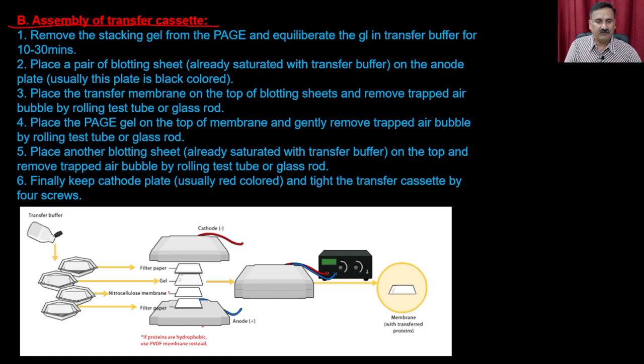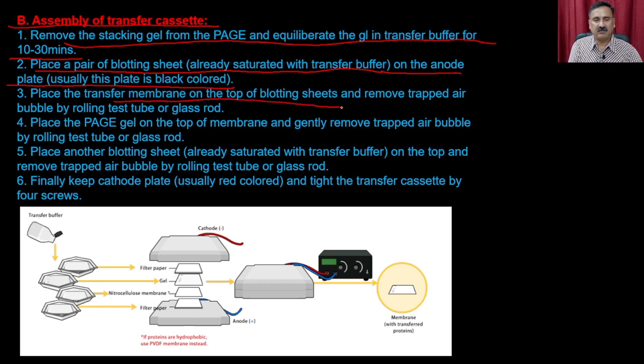So this is the assembly of the transfer cassettes. You remove the stacking gel from the gel and incubate the gel in the transfer buffer for 10 to 30 minutes. Place a pair of blotting sheets already saturated with transfer buffer onto the anode plate. Usually it is a black colored plate. So first you are going to keep the filter paper onto the anode plate. Then you place the transfer membrane onto the blotting sheets and remove the trapped air by rolling a test tube or glass bottle.